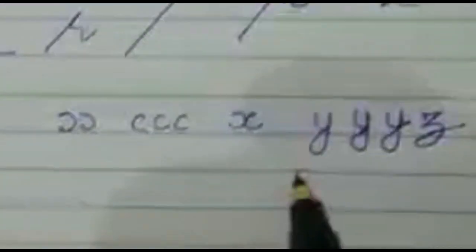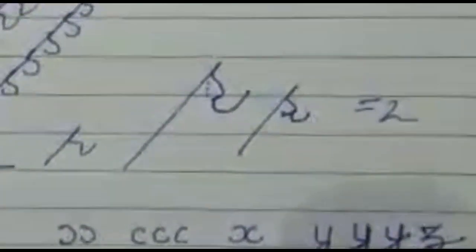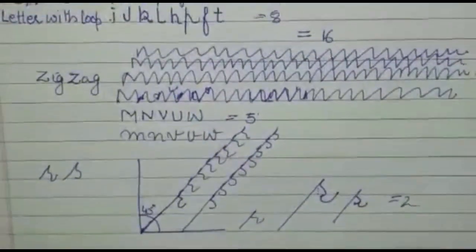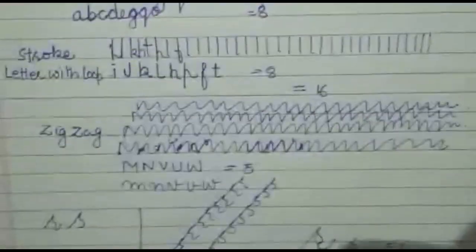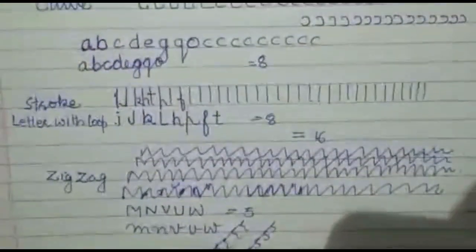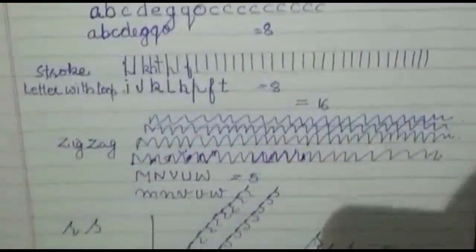So this is all 26. I'll make one more line here. I call it combination of letters. We'll be taking it in the next lesson.